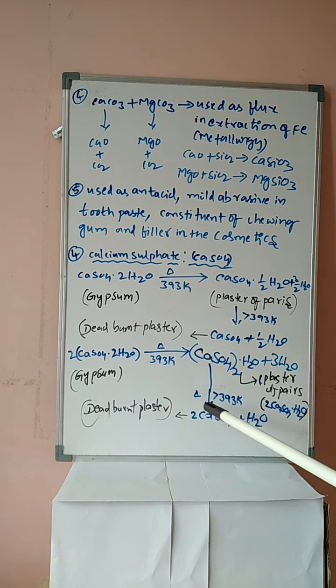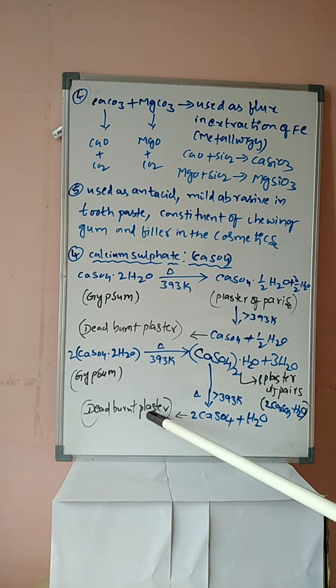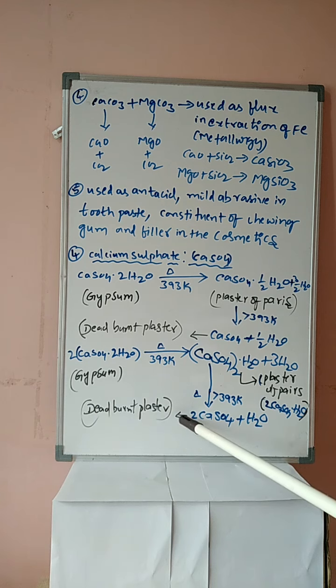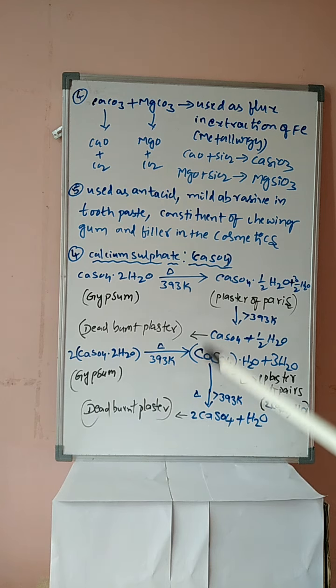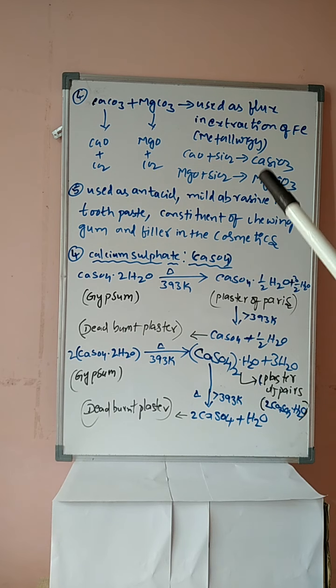Which is heated further above 393 Kelvin. It loses this one water molecule also, to form two molecules of anhydrous calcium sulfate plus water. This anhydrous calcium sulfate is known as dead burnt plaster because plaster of Paris is burnt or heated until a dead condition. These two reactions represent the same thing: gypsum is heated to form plaster of Paris, and plaster of Paris is heated to form dead burnt plaster. Why? Because we are discussing two reactions.